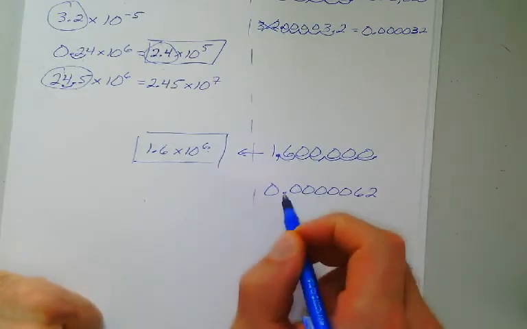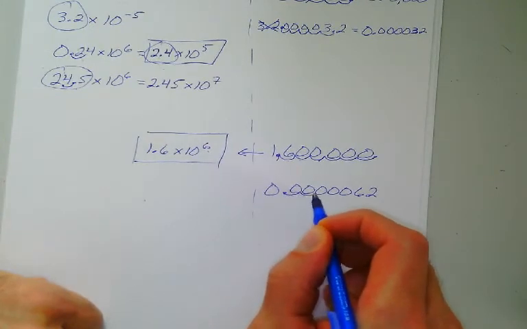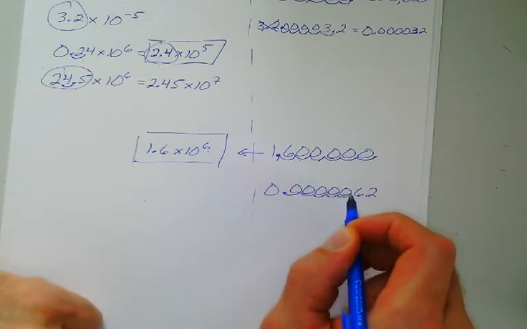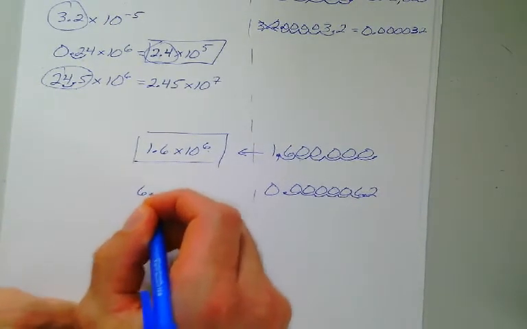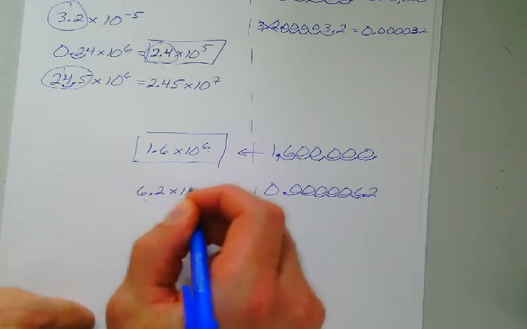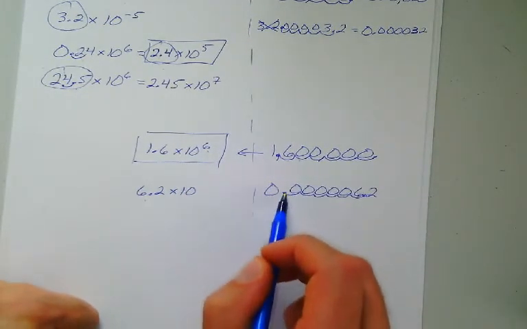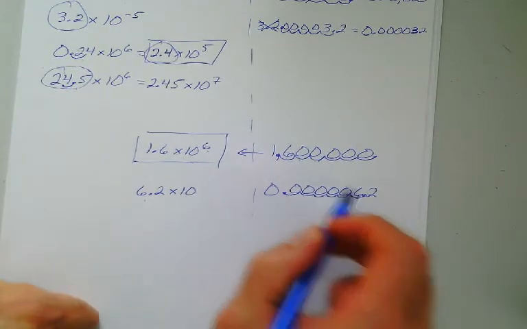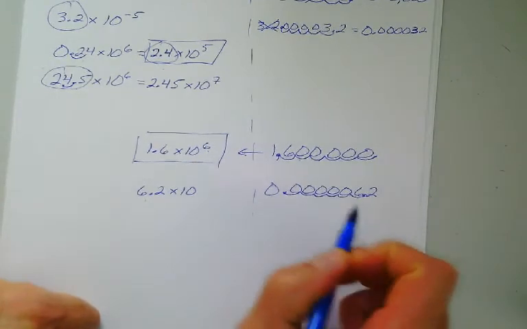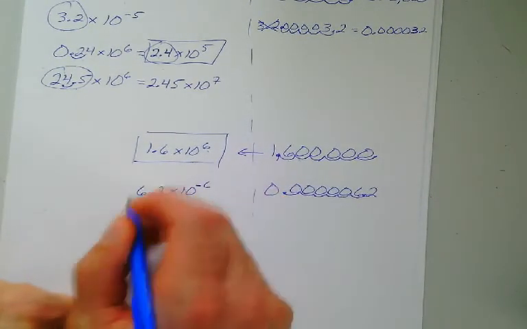I need to take this decimal point and move it right 1, 2, 3, 4, 5, 6, between the 6 and the 2. So it's 6.2 times 10 to however many times I moved the decimal point. I already forgot. 1, 2, 3, 4, 5, 6. And since the original number was less than 1, my exponent is going to be negative 6.